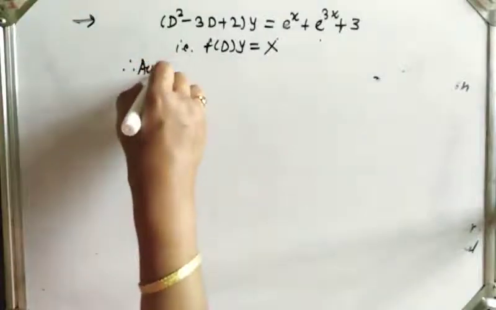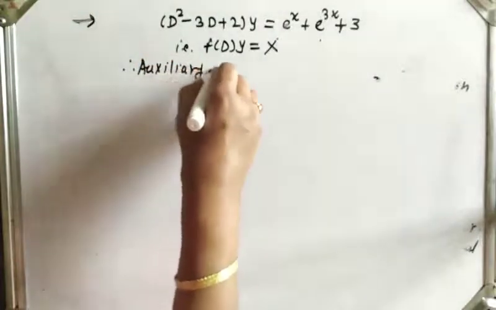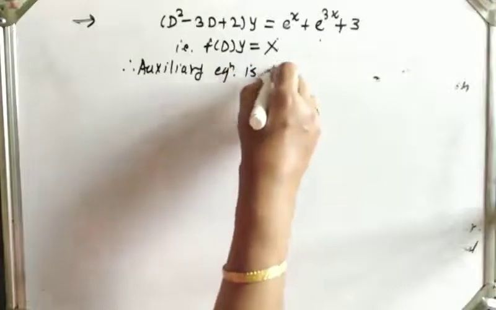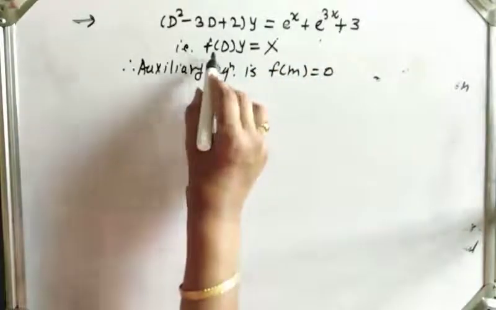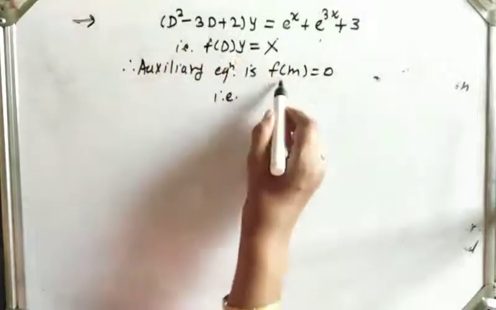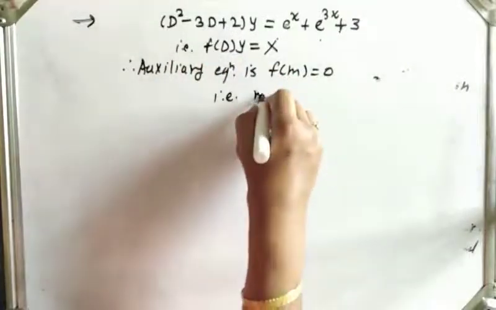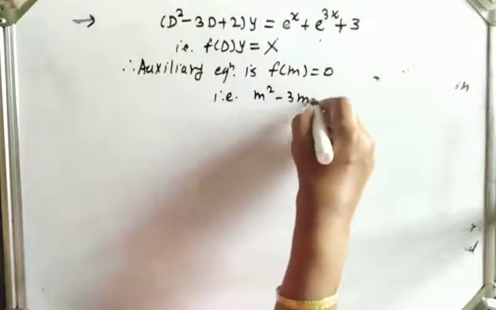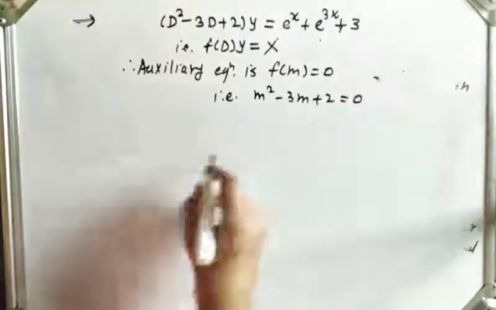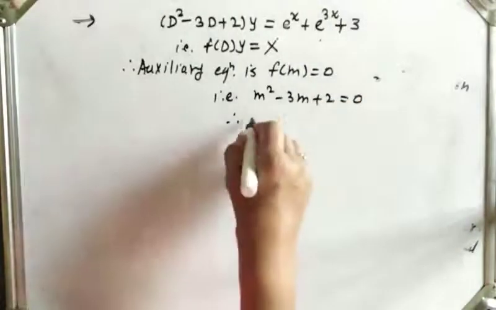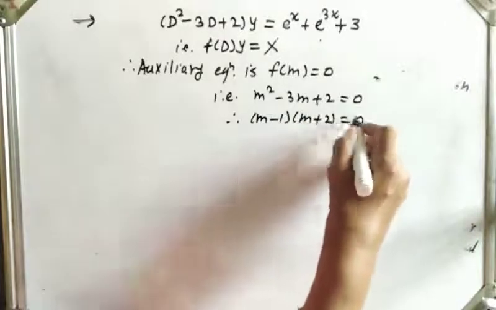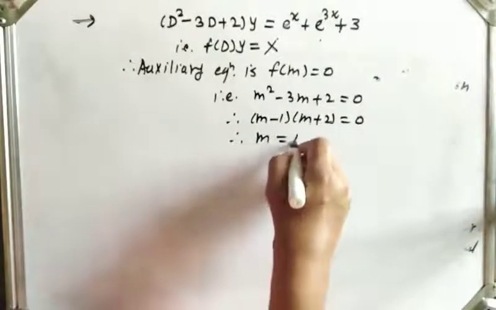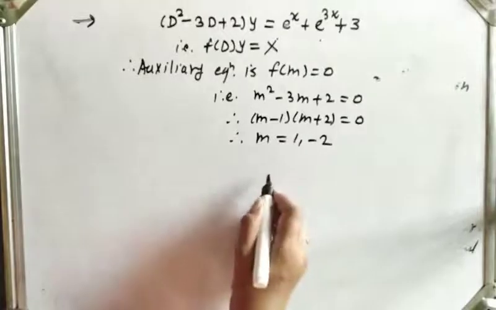Therefore, the auxiliary equation is f of m is equal to 0. What is our f of D? D square minus 3D plus 2. So the auxiliary equation will be m square minus 3m plus 2 is equal to 0. Therefore, its factors are (m minus 1)(m minus 2) is equal to 0. Therefore, m is equal to 1 and 2.